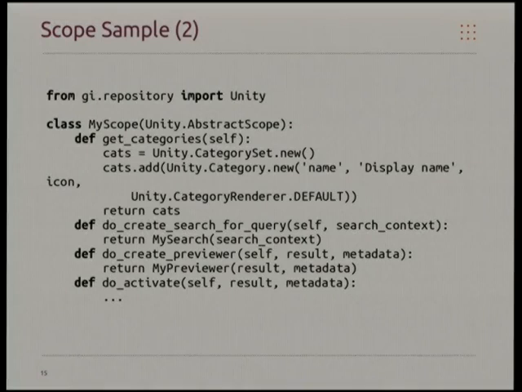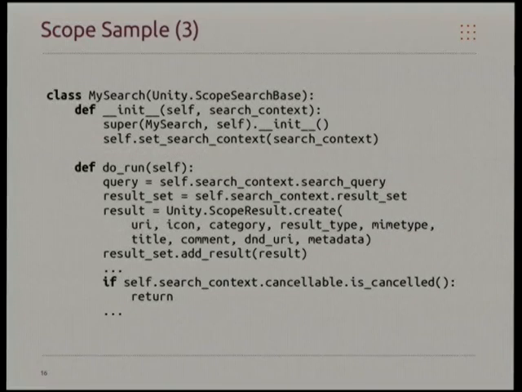Then you've got methods which ask the scope to produce a search object when a query comes in, and one for creating a similar thing for creating a previewer object, and a method to activate a result. The search object has a run method. It'll execute the search in a separate thread. The search class is basically just there to manage an individual request and manage the worker thread where it's executed.